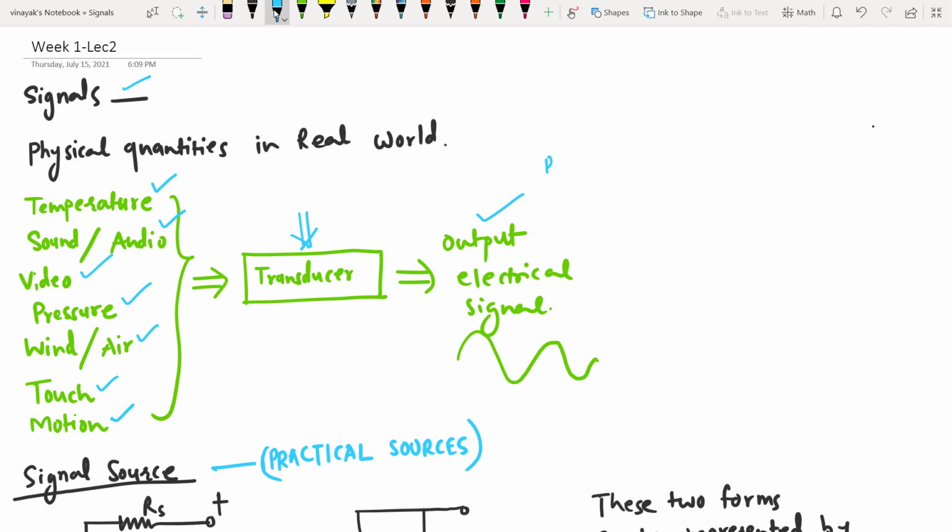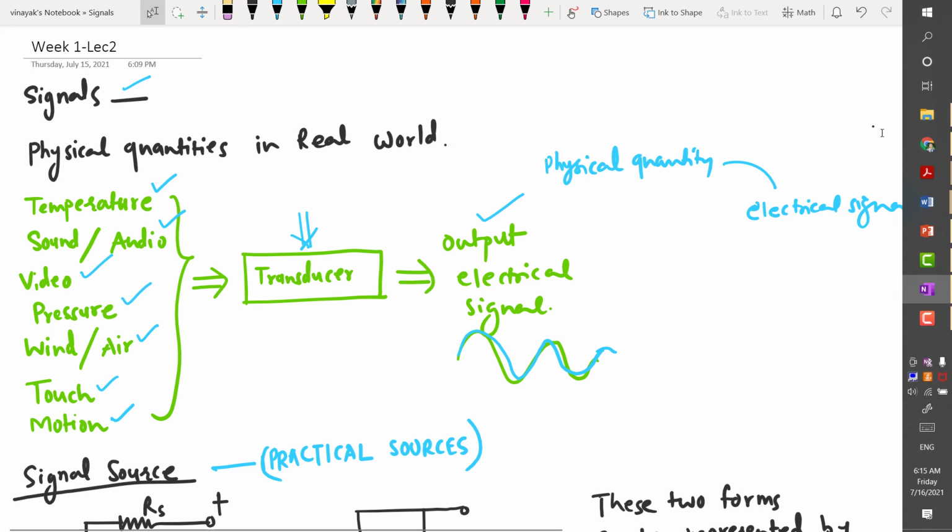So it's like we have a physical quantity, and the transducer converts it and gives its output in the form of an electrical signal. Usually it is a sine wave or a square wave or any other wave function that we can measure by means of electronic equipment in the laboratory. And there are other ways to generate the signal.